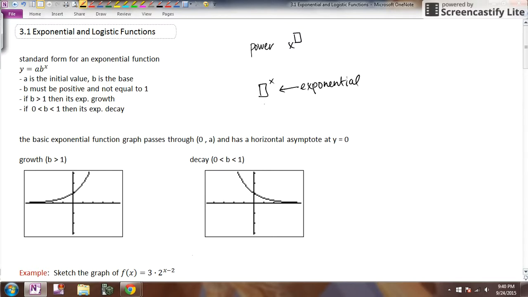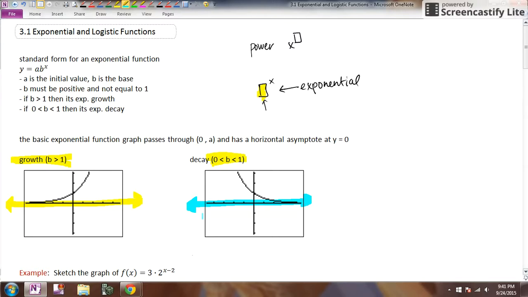So whatever that number is, that base right there, if that base is bigger than 1, then we call it a growth graph, and they grow away from their asymptote. They have this asymptote, you may recall, right here at y equals 0, and they grow away from it as you read from left to right. Now, if that base is between 0 and 1, then we are talking about a decay function, and it decays down to the asymptote, going from left to right. So you'll see it slowly decay.